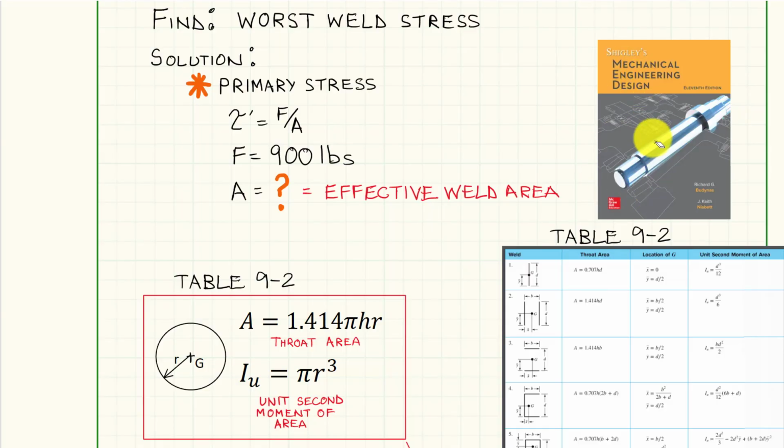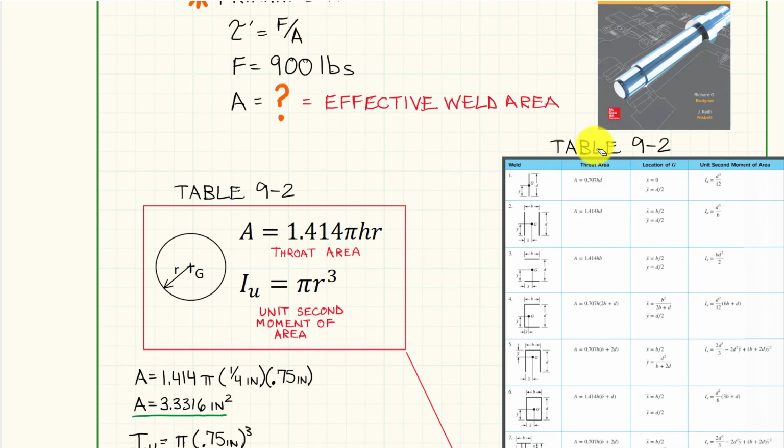A lot of this weld theory is based off of the Blodgett books, which is an excellent book. He references a lot of his stuff from them. But I'm just going to put the Shigley table in here, and you've got that in Canvas so you can download and read. It's kind of hard to read on this screen here.